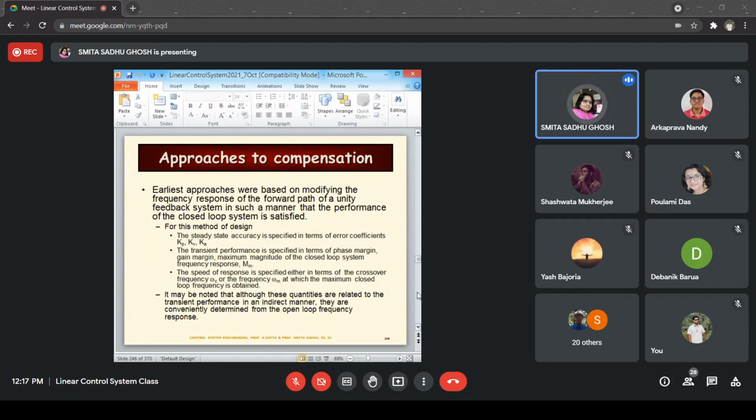Now we come to the approaches to compensation. Approaches to compensation would mean that you visualize you have a system, the plant is already designed and is with you, and then you want some specifications to be met. So what are the general approaches by which you may design compensators? That is what is going to be spoken about next.